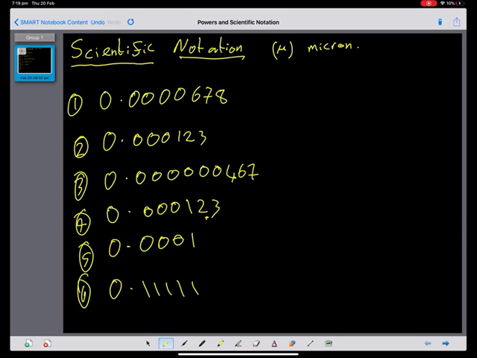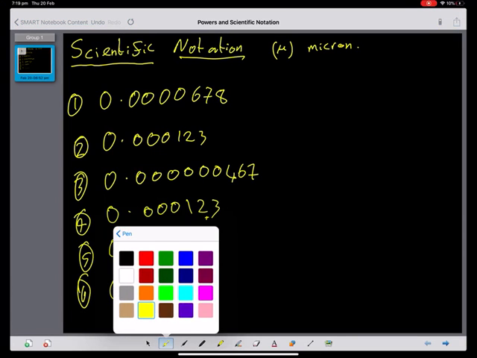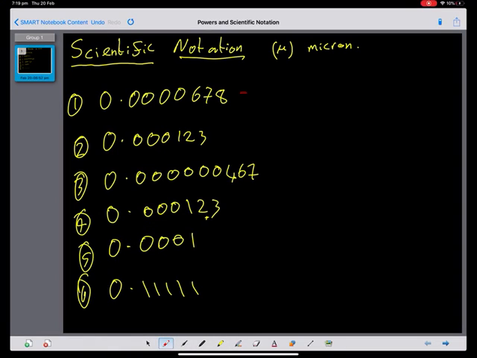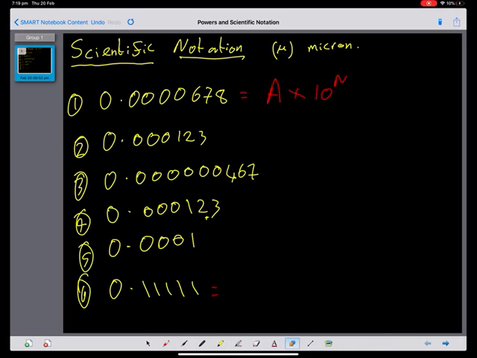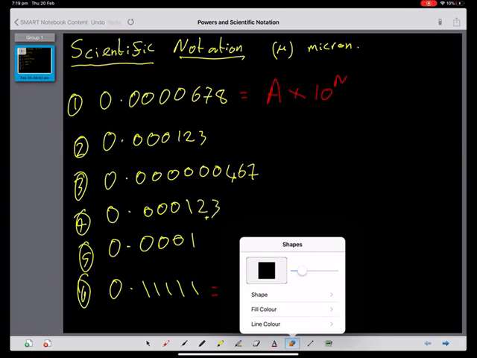Okay, so I will do the first and the last, and I would like you to do the ones in the middle. Okay, so we need to write this in the form of A times 10 to the n, where A is in between 1 and 10, and n is a whole number. So let's do that.